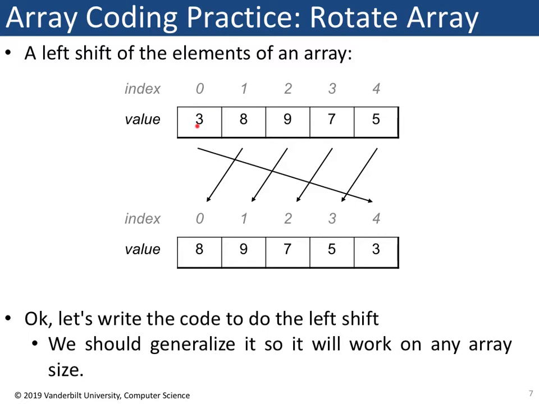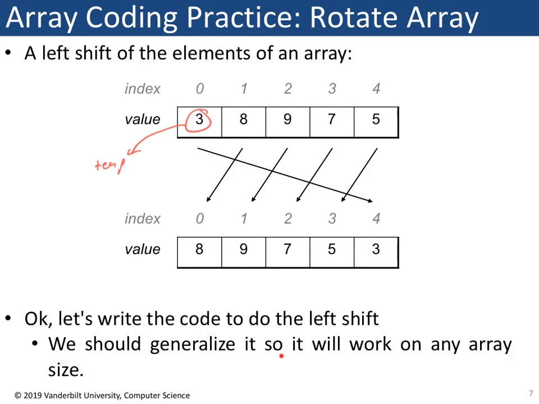We will store this 3 into some temporary location. And then we will move element 1 into element 0, element 2 into element 1, element 3 into element 2, and element 4 into element 3. And then finally, we will take the value we stored in temp from element 0 and store it into element 4.